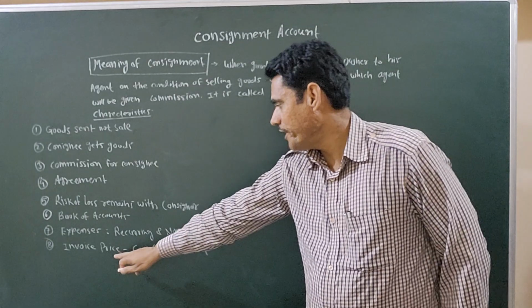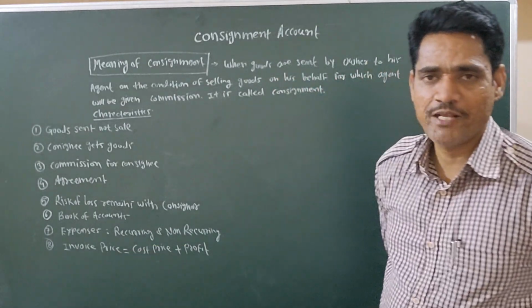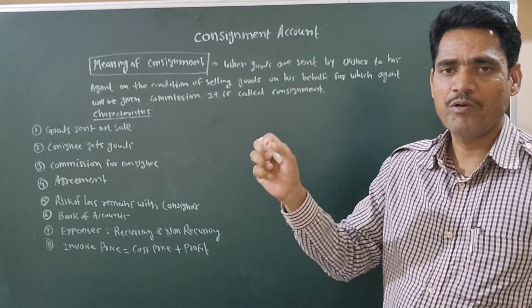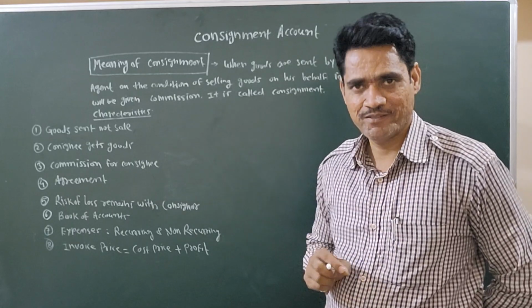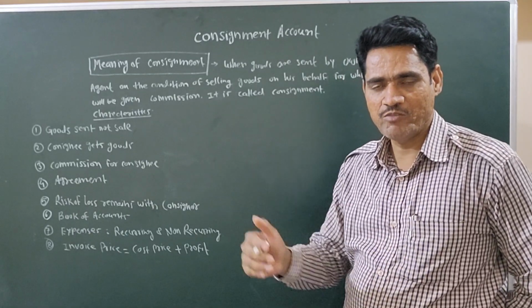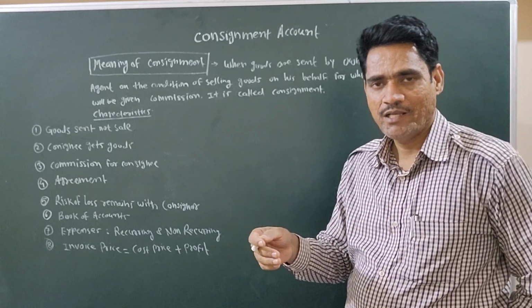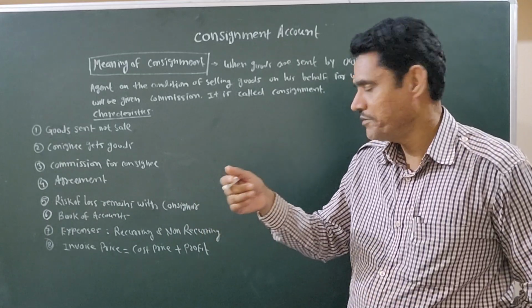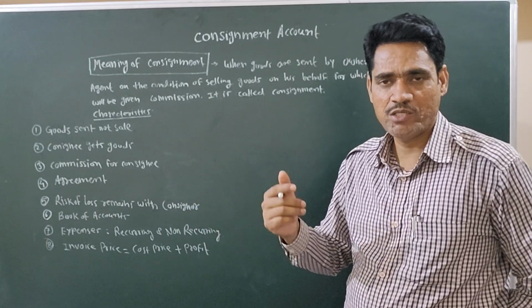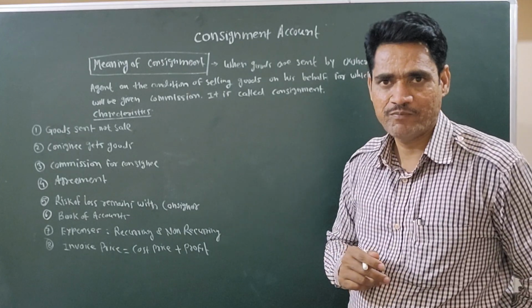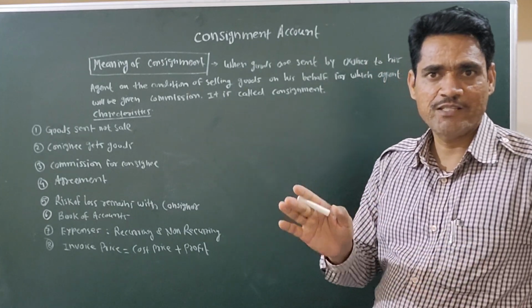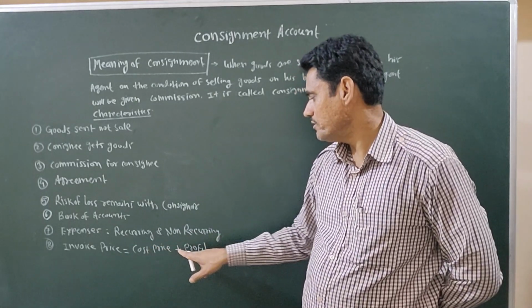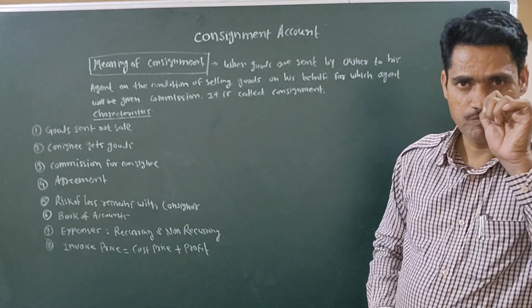Then invoice price. What is the role of invoice price? Invoice price gives the proper selling price. With the help of invoice price, the consignee has a specific right to sell at a certain price, which should be more than the invoice price. Invoice price is equal to cost price plus profit. Okay.